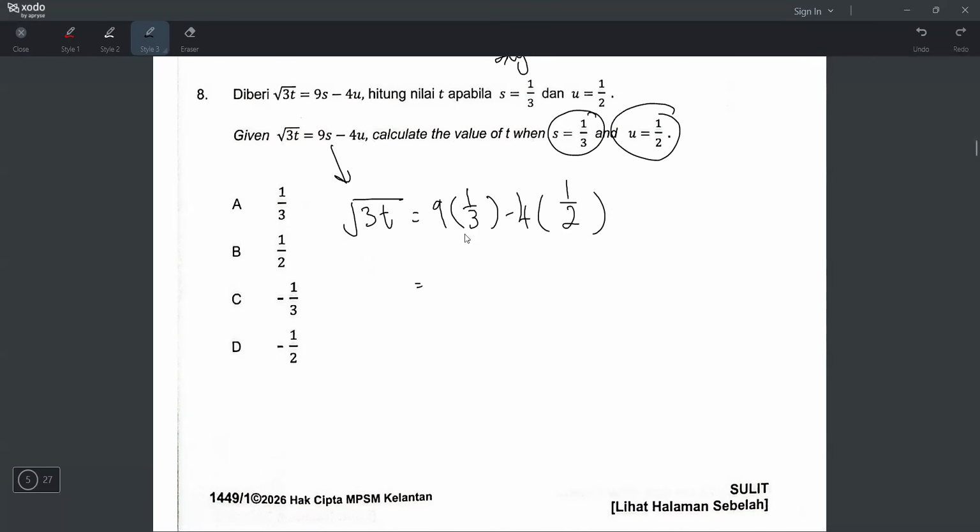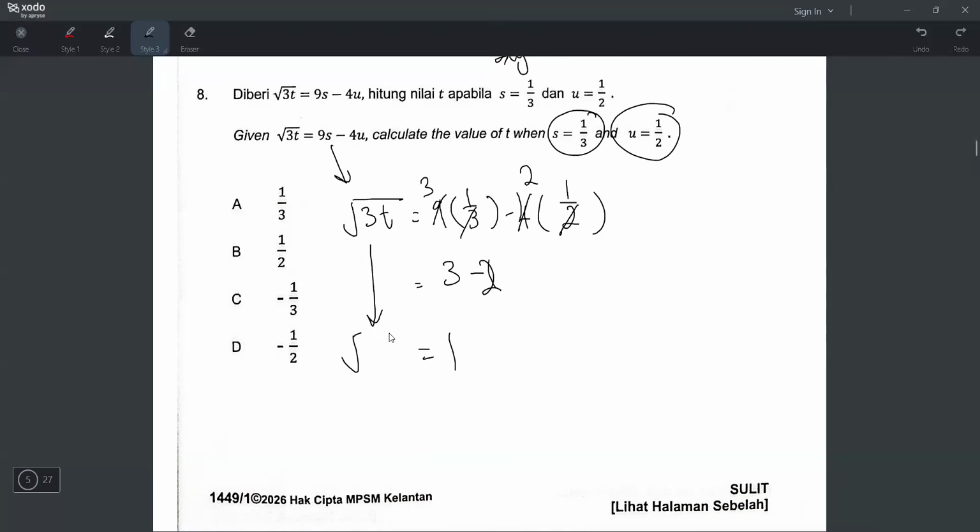Okay, you can use calculator. Just press the whole thing can also. But if you want to do yourself, it's quite easy also. 9 times 1 over 3 is 9 divide 3. So get 3 basically. And then 4 times 1 over 2 is 4 divide 2, which is 2. So it's just 3 minus 2, which is 1.